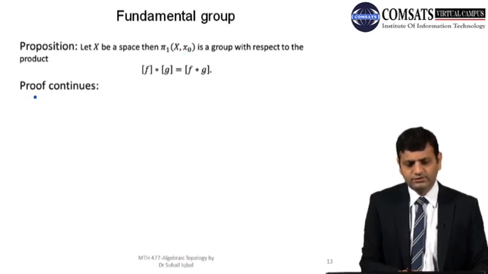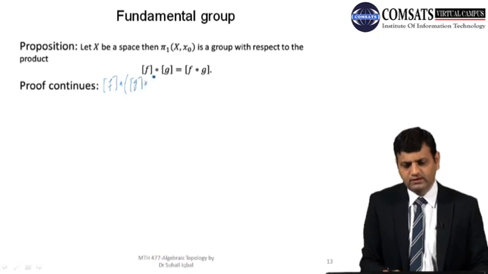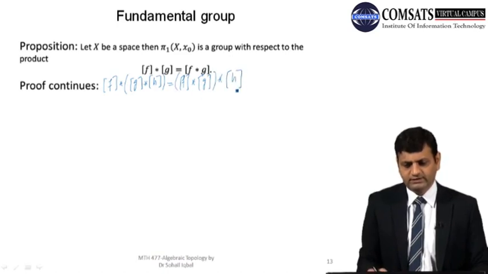Okay, so in other words, we want to show that if I have three elements, so I want to show that [f]*[g]*[h] is equal to path class of f star path class of g star path class of h.